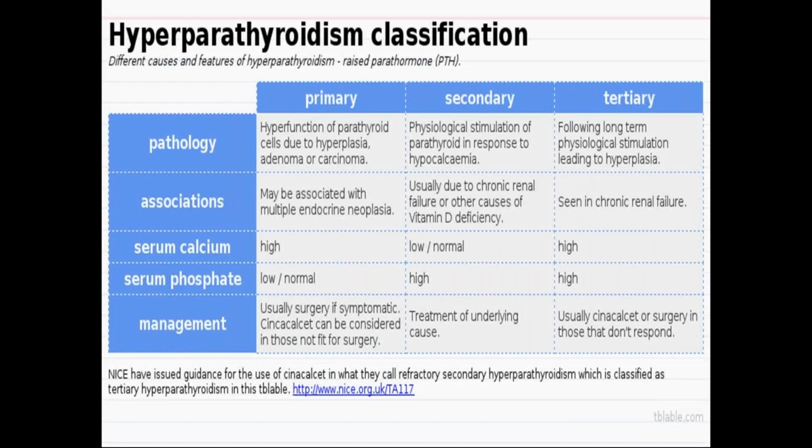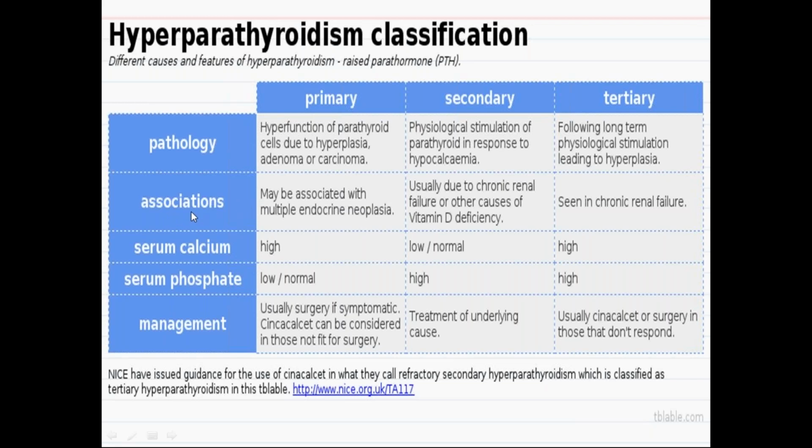Hyperparathyroidism classification: primary, secondary, and tertiary. The pathology in primary hyperparathyroidism is hyperfunction of parathyroid cells due to hyperplasia, adenoma, or carcinoma. In secondary hyperparathyroidism, it is physiological stimulation of the parathyroid in response to hypocalcemia. In tertiary hyperparathyroidism, long-term physiological stimulation leads to hyperplasia of the gland.